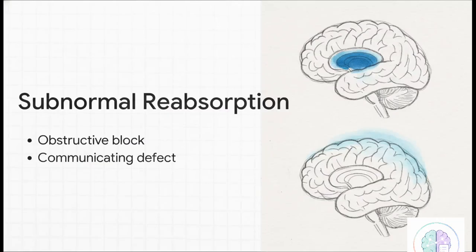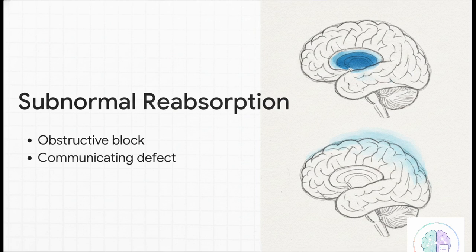Let's drill down into that much more common issue, subnormal reabsorption. We actually divide this further into 2 very specific types based on where the plumbing fails. First is obstructive, also known as non-communicating hydrocephalus. This is a literal physical roadblock in the pathway proximal to the arachnoid granulations. A classic example is an obstruction at the aqueduct of Sylvius. The fluid is physically trapped, it cannot communicate between the ventricular compartments.